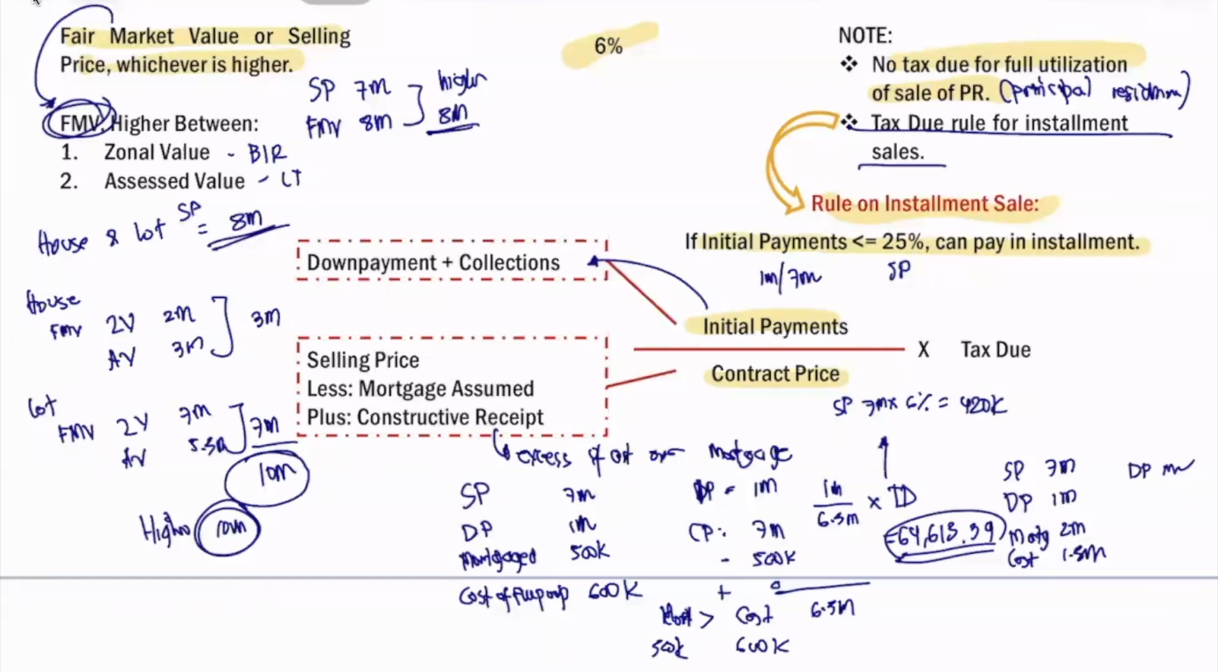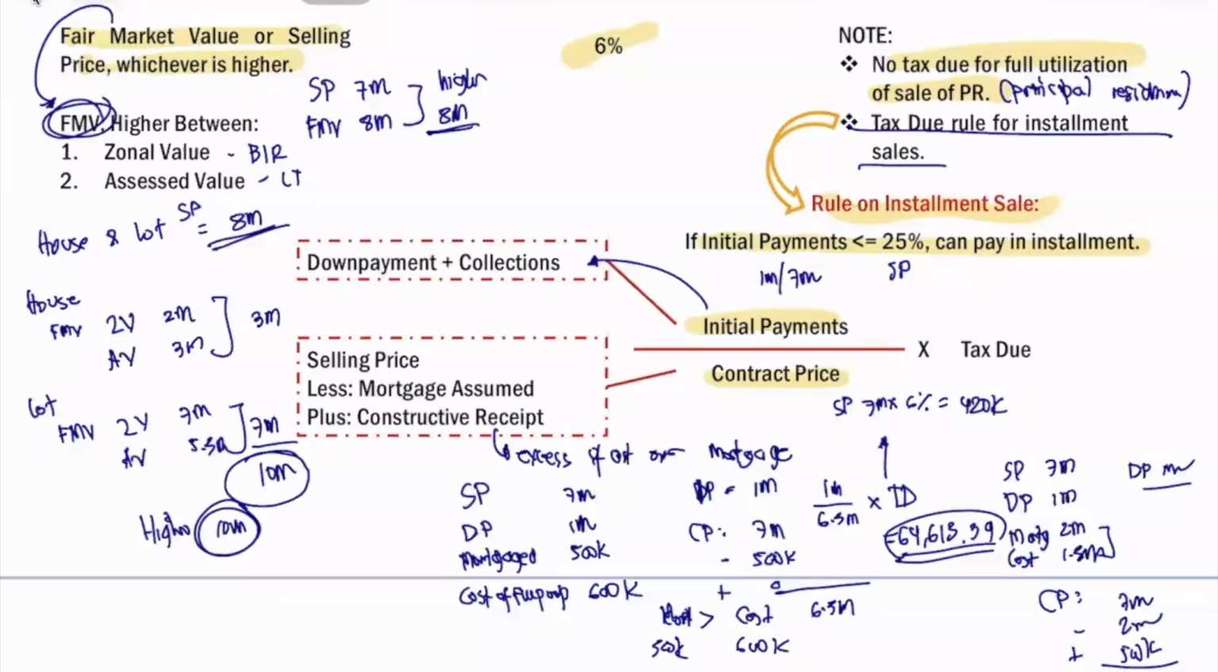Now for the contract price. For contract price, first we get for our selling price 7 million less the mortgage assumed of 2 million plus the excess of cost over mortgage. So our mortgage here is 2 million, but our cost is only 1.5. So we add 500K. So this will give us 5.5 million.